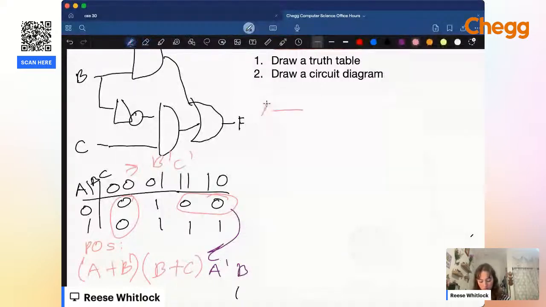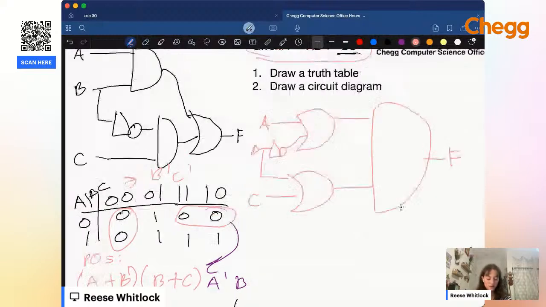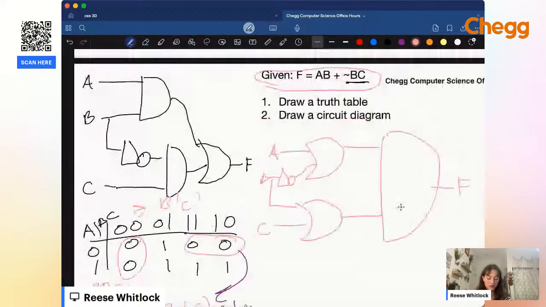So we OR A and not B. So we put B through a NOT gate and we OR it, and then we OR C and B, and then we AND those together, and that will make F. Beautiful. So these circuits look super similar, but it's just the two ways to write it. It's just ORing it at the end versus ANDing it at the end. And this is product of sums, and this is sum of products.